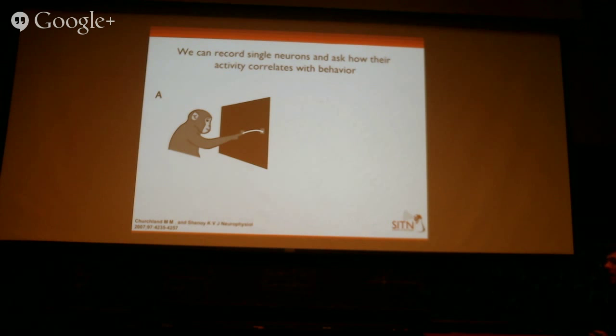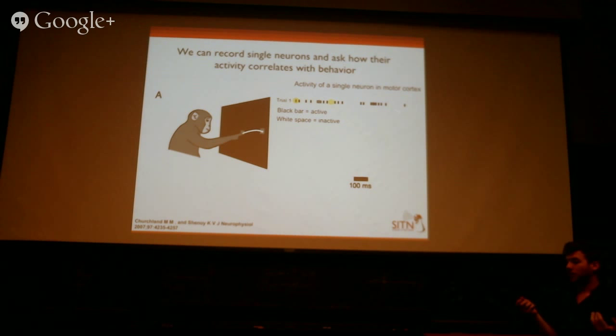And they have an electrode in the brain that is right up against one single neuron, and they're listening to the electrical activity of that neuron. And that data looks something like this. So this is for one time the monkey reached his hand. This is what they recorded. And the black bars are when the neuron is electrically active, and the white space is when the neuron is inactive.